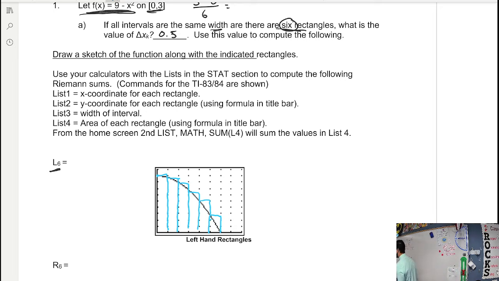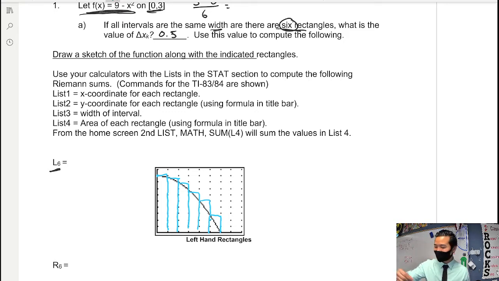First of all, what do you notice about this approximation? Is this going to be an overestimate or an underestimate? Overestimate, which is interesting, isn't it? Last time we did LRAM, it was an underestimate. But this time it's over. So, do you notice why? Because of the graph. Because it's decreasing.